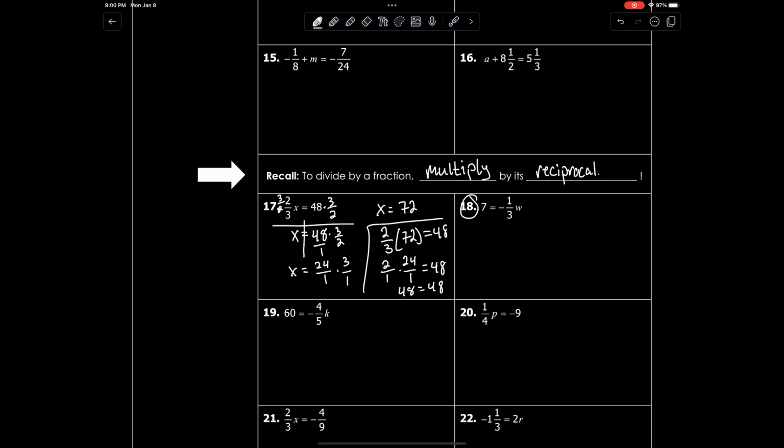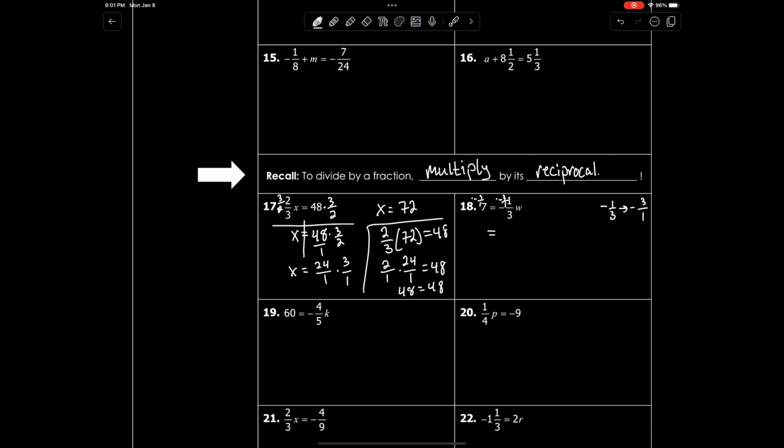Same idea for 18. Now, 18, I'm going to show you two different ways to do it. Our variable is w. So we're going to want to get rid of this negative 1/3. So we want to divide by negative 1/3. And real quick, we'll come over here and say, hey, if I have negative 1/3, its reciprocal is, well, you flip it around, negative 3 over 1. So you're going to multiply by negative 3 over 1, and multiply by negative 3 over 1.